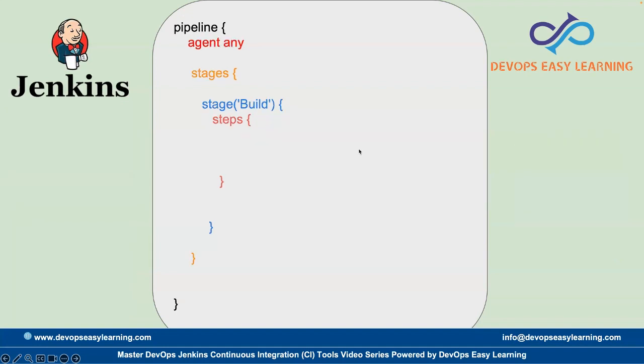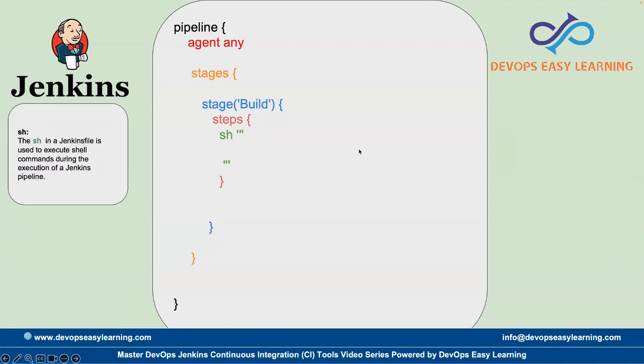The next element that I want to cover is this sh. Inside step, if you want to run a command, you start with sh. Remember, it is sh. Then you put triple quotes, and at the bottom you also put triple quotes, and you put whatever you want to run as a command in between. Also notice that sh is located under step.